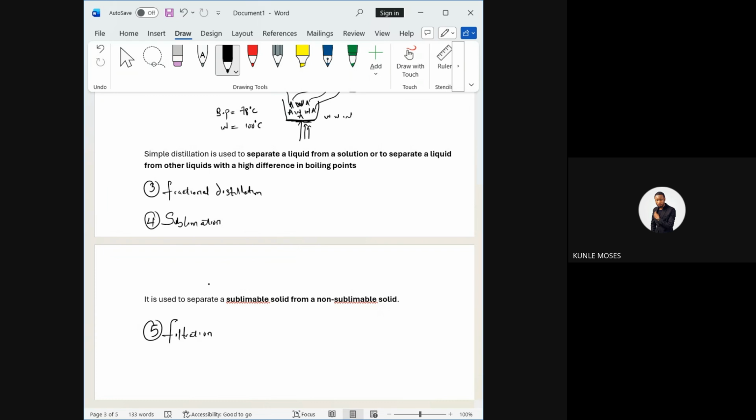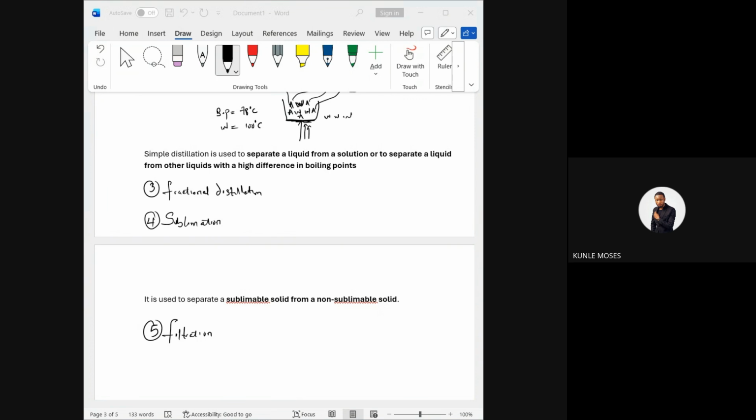Filtration is used to separate an insoluble solid from a liquid using filter paper and a funnel. So the principle we use here is difference in solubility.